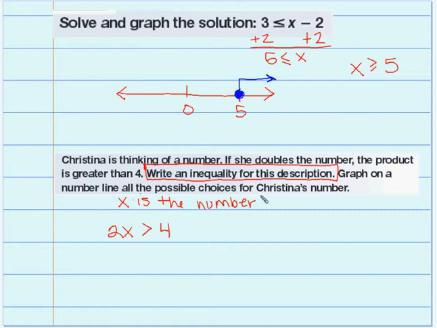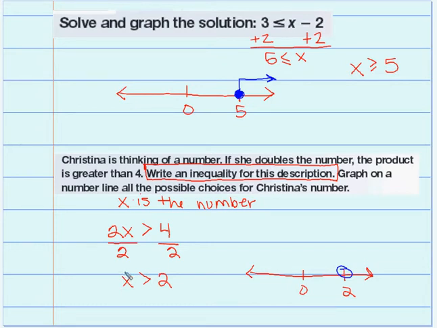Graph on a number line all the possible choices for Christina's number. Now, we need to be careful here because we can't graph yet, right? We need to solve for just x. So we need to divide both sides by 2, giving us x is greater than 2. So we draw a number line, 0, here's a 2. We put the open circle on 2. It does not include that point, so I cannot fill that circle in on 2.